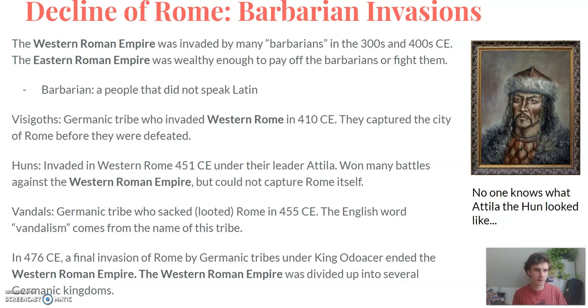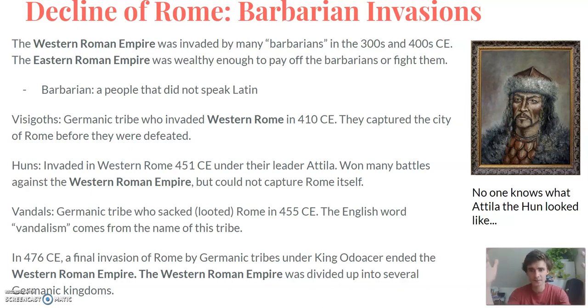So we have three different major invasions that took place in the 300s and 400s. The Visigoths are a tribe who invaded the Western Roman Empire in about 410. They actually captured the city of Rome and took it before the armies reconquered Rome and defeated the Visigoths.